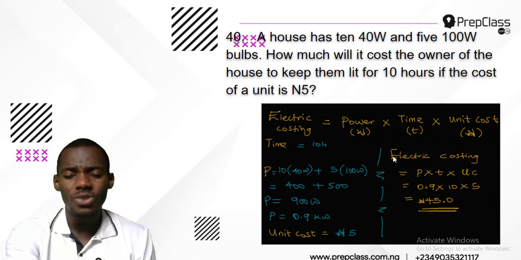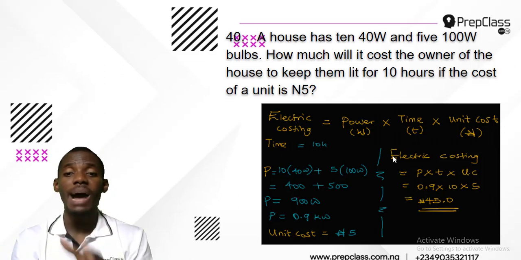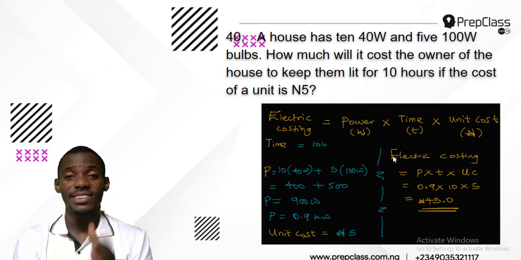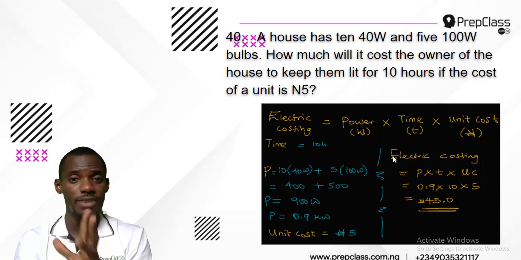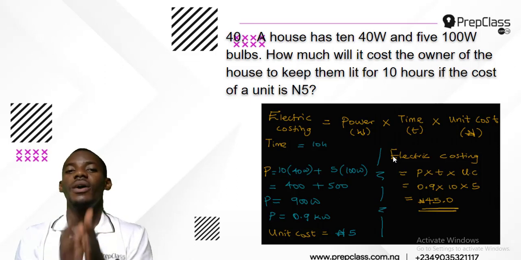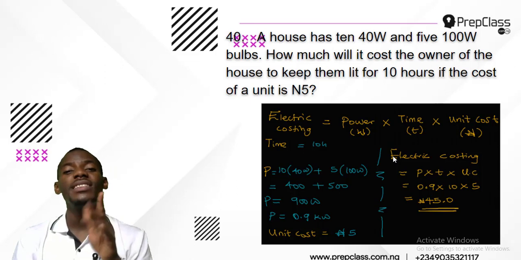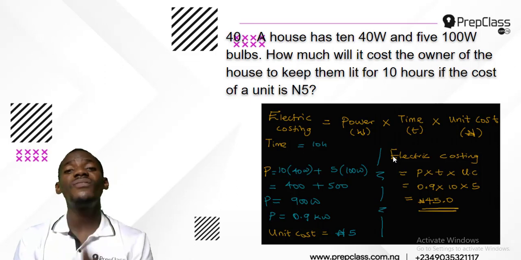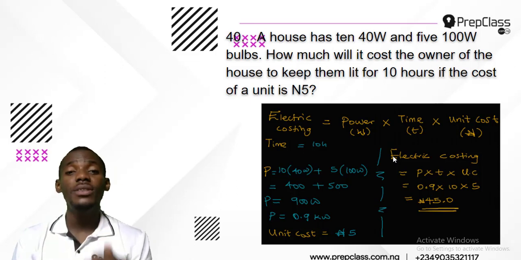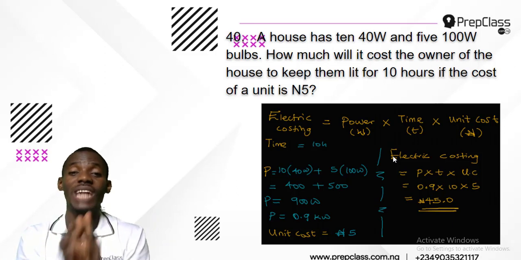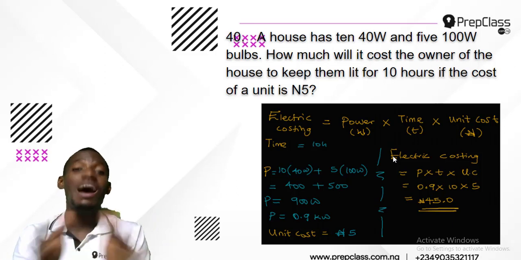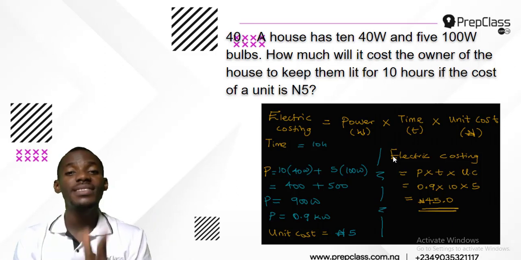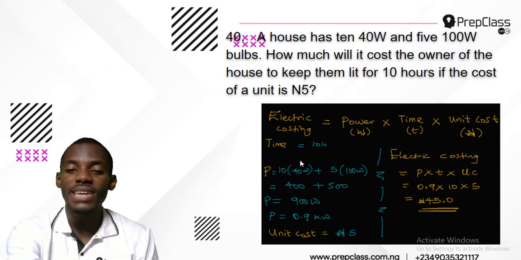The time must not be in seconds, please. The time must be in hours, because electricity is charged per hour, not per second. Please take note. Every other thing in physics converts time to seconds, but in this topic you must not convert the time to seconds, because NEPA or PHCN don't charge us per second. They charge us per hour. So time must be in hours, so it is 10 hours here for the time.